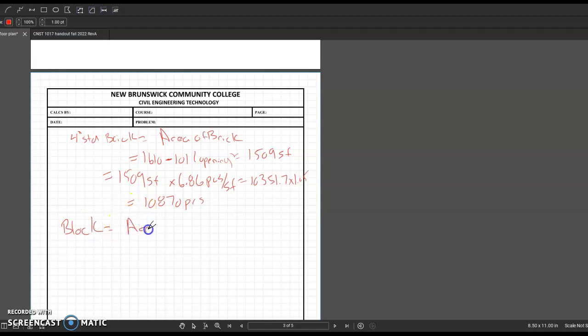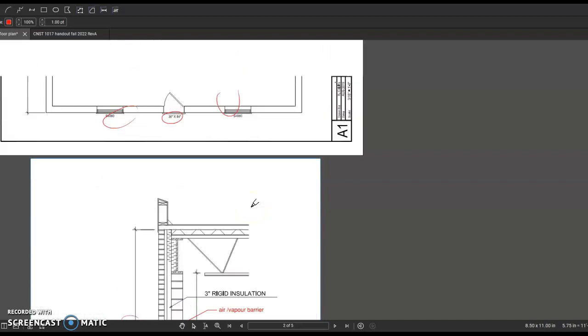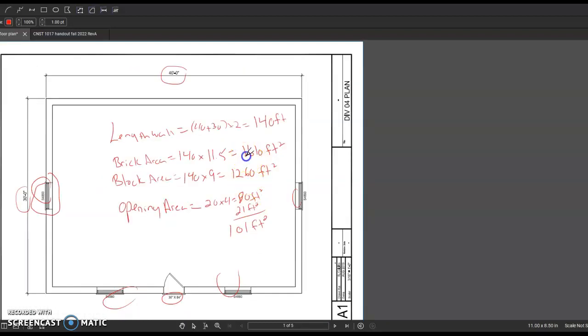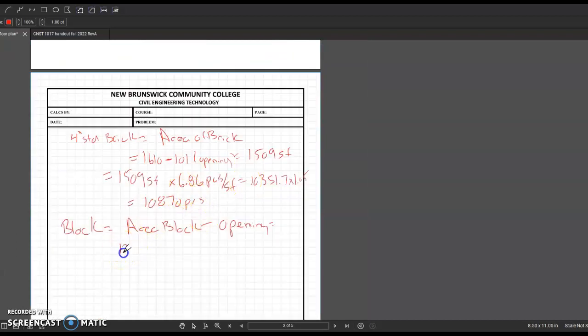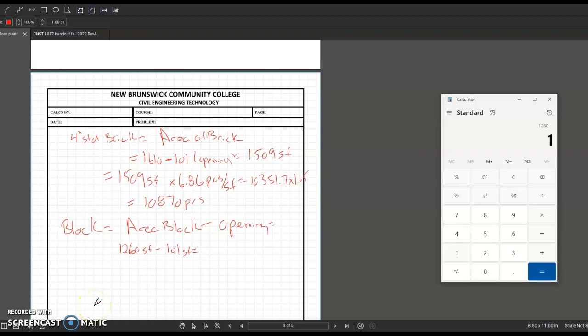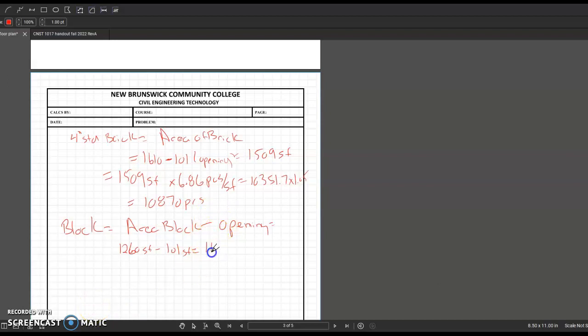Good. Let's do block. Again, I need the area of that block, and then we subtract the openings. So we had 1260 for my block area here, 1260 square feet. Subtract 101 square feet, and again that's the area of my openings, 1159 square feet.